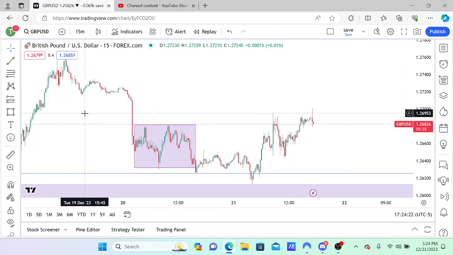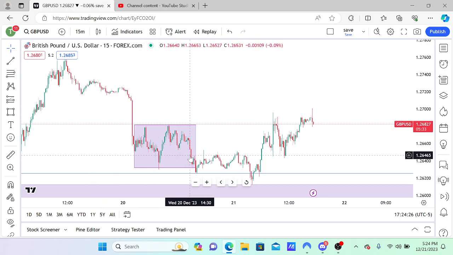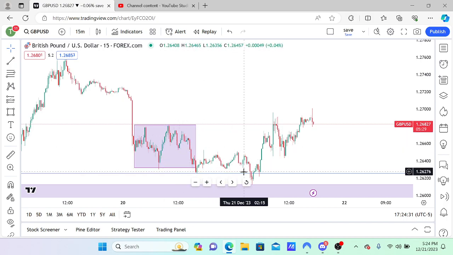It's going to be putting in new lows. Look, it's consistently trending lower, consistently putting in lower highs. It's consistently making new lows all the way down into our higher time frame point of interest that we are framing our trade off of.